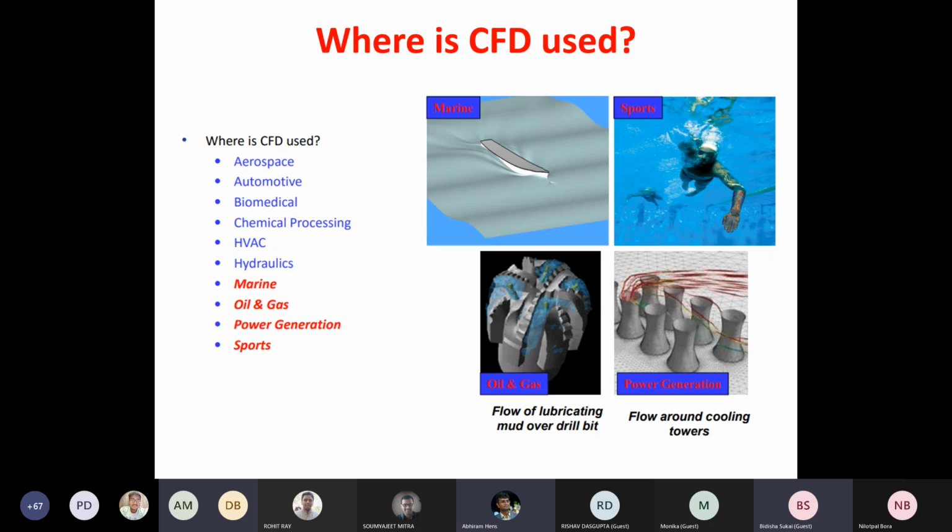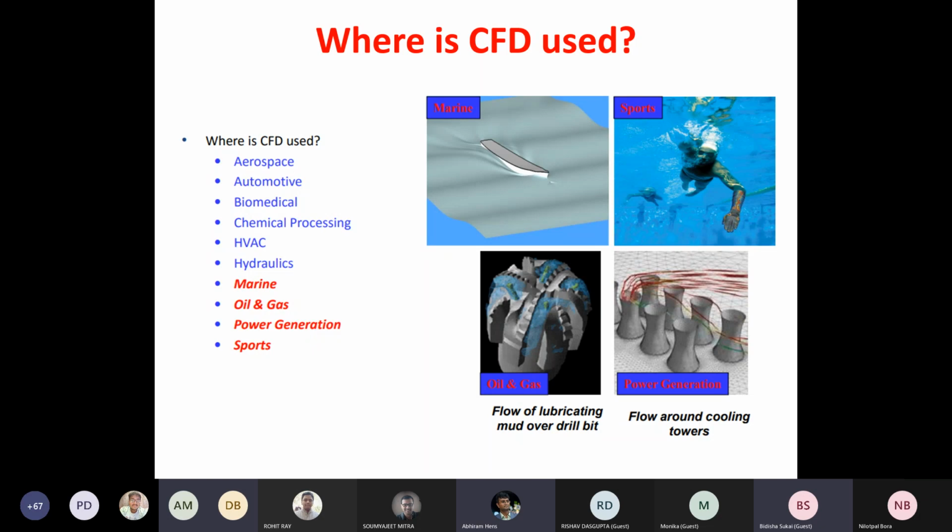Then oil and gas exploration, you know, is also a part of fluid flow. You can even think of enhanced oil recovery from porous media and the sea. So everything for which you cannot generate knowledge from experiment can be done through CFD analysis.